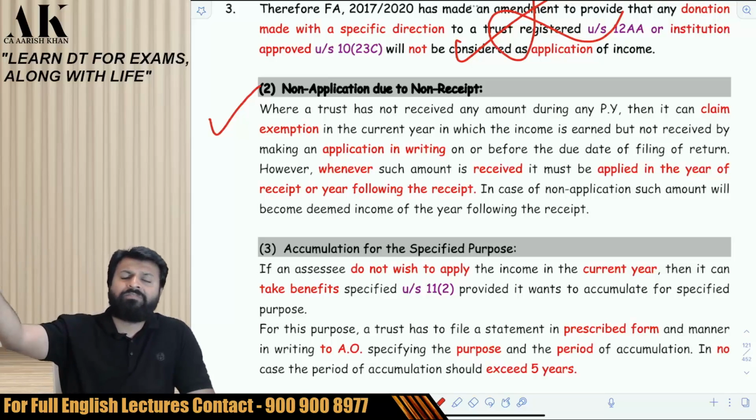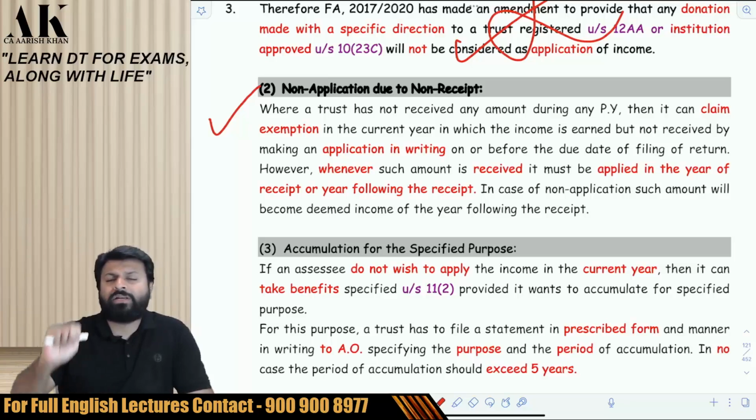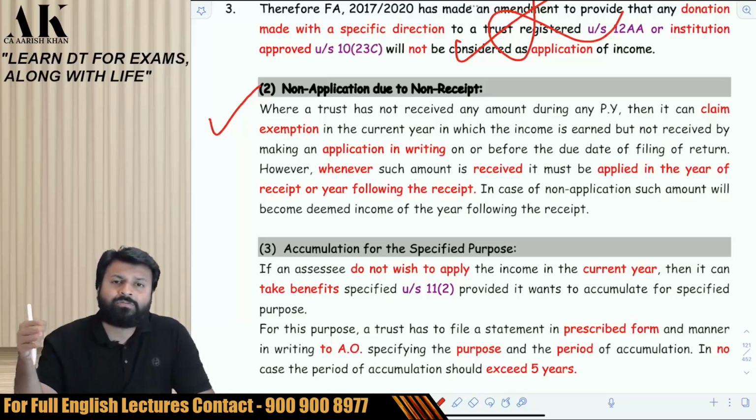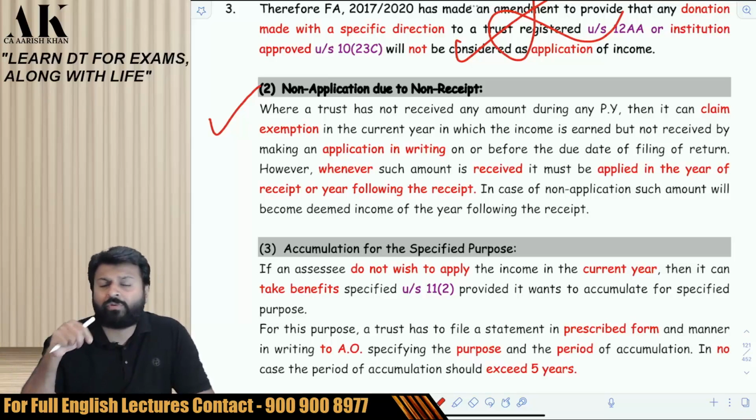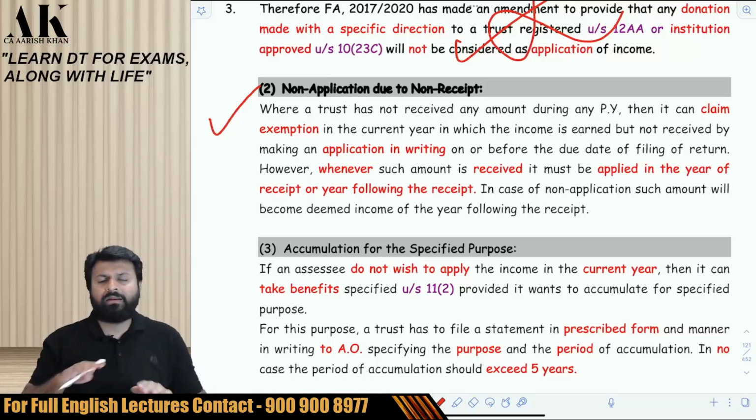So if you receive in 25-26, apply in 25-26 and 1 year more. That is, even in 26-27, you can apply. Government is giving you a grace of 1 year. So if you do not apply till 26-27, then it will be deemed income of 26-27. Okay. So today, claim exemption.